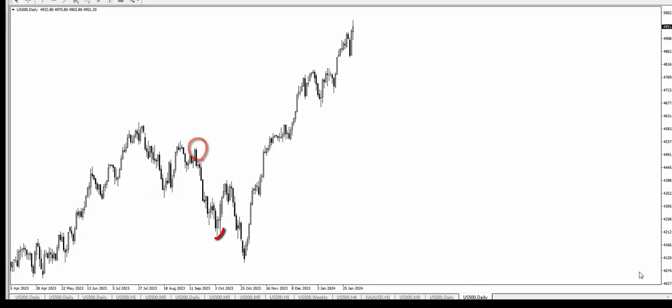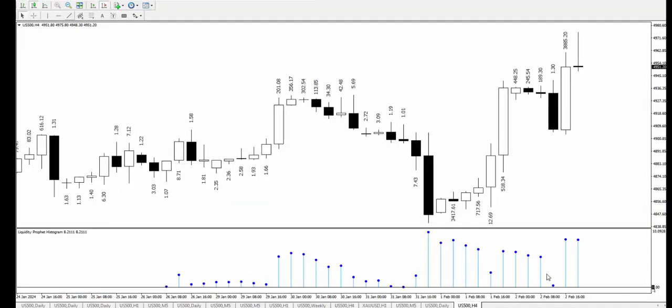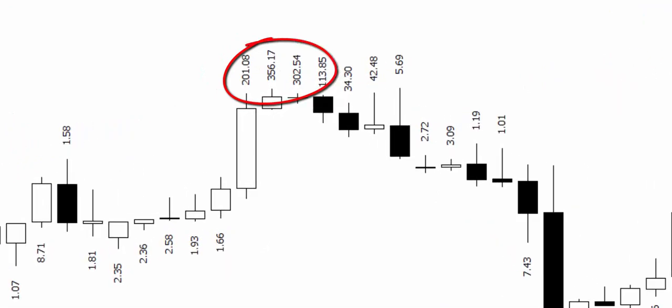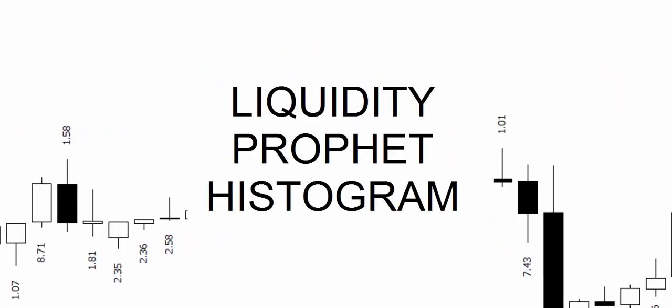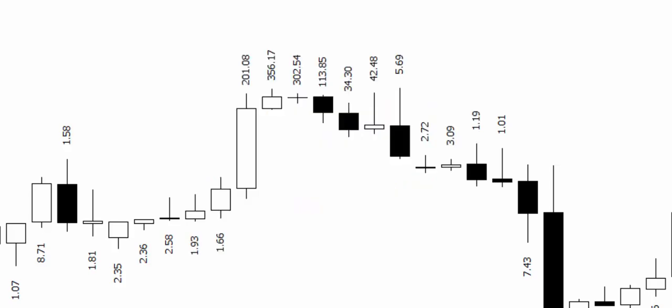You also have to remember that liquidity is inversely proportional to volatility, which is why we see high liquidity at the start of a turn. What we have done is design an indicator that actually calculates liquidity. It's called the Liquidity Prophet Histogram. Let me put it on the chart. It's really amazing.